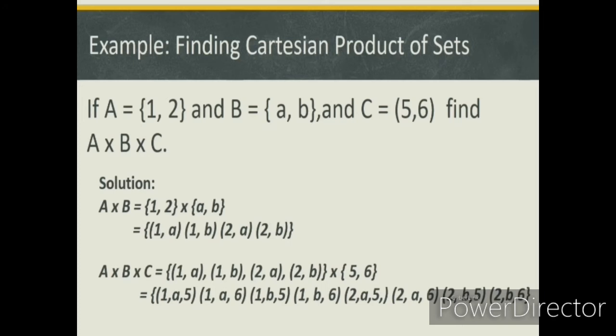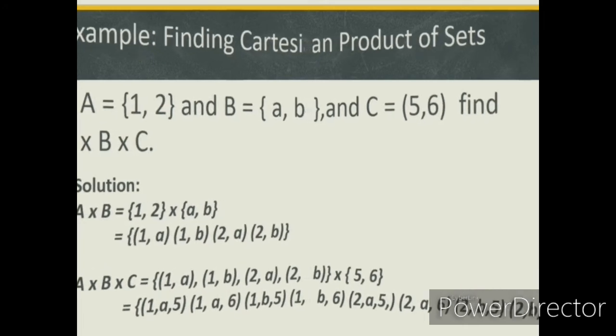And that would be 1a times 5 would be 1a5, 1a6. Next, 1b5, 1b6. Next, 2a5, 2a6. Next, 2b5 and 2b6. The elements that I have mentioned are the answer to the Cartesian product of set A, set B, and set C.